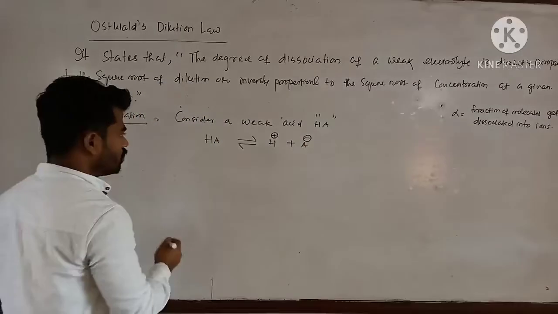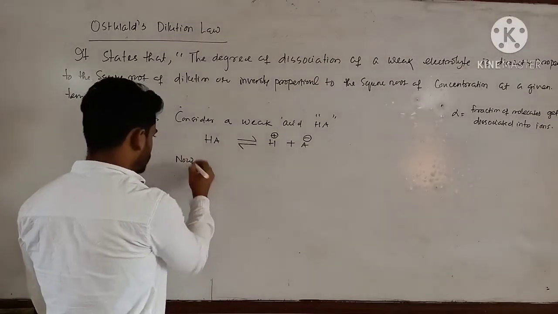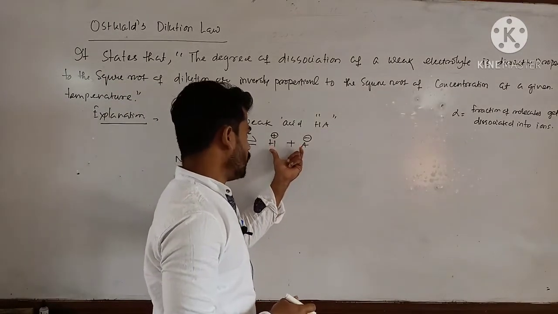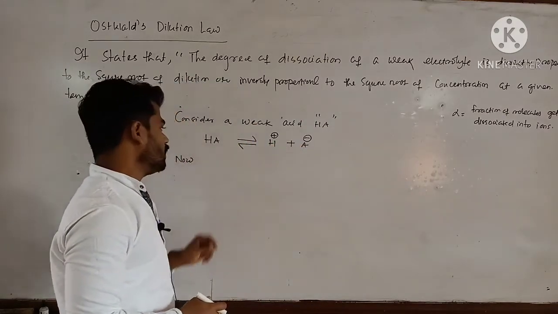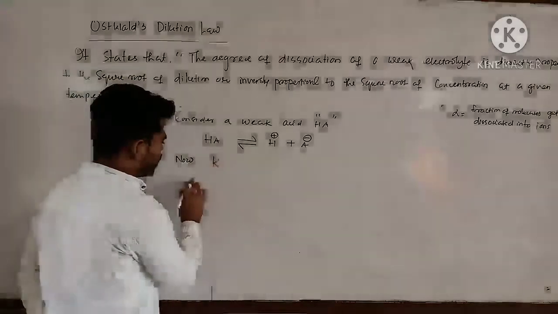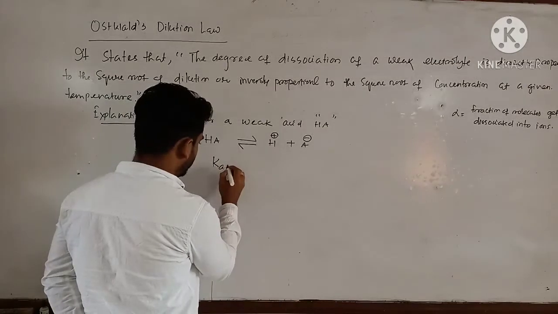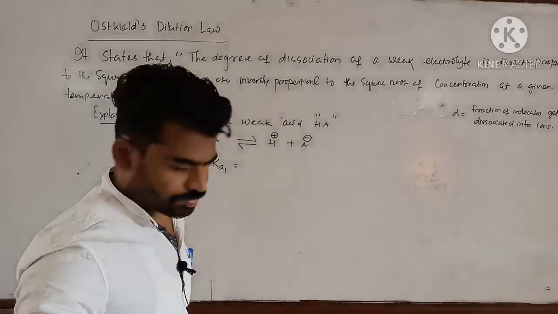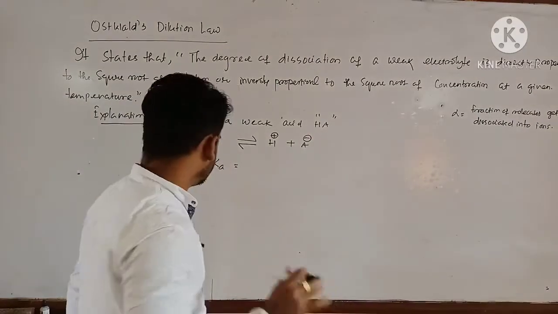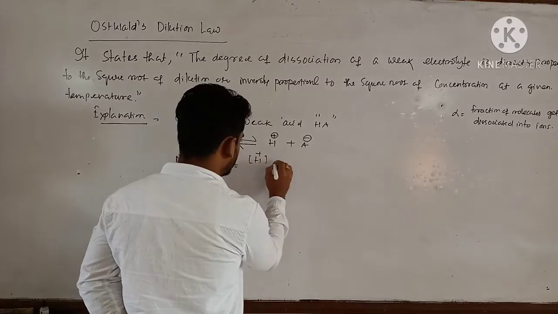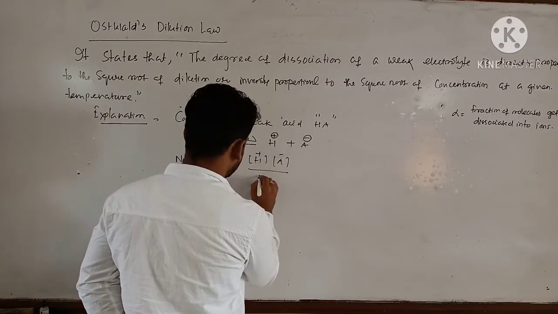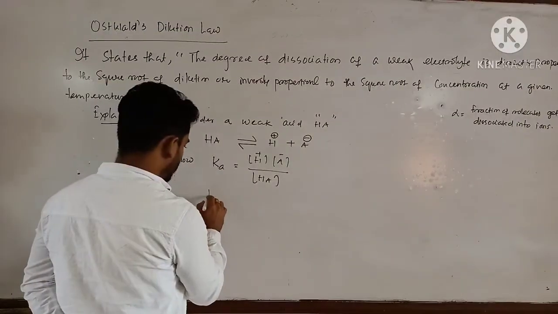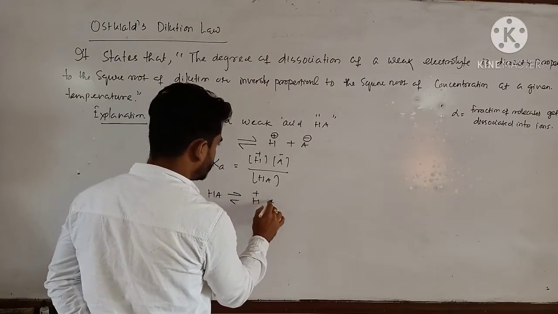Now, the acid dissociation constant, or the equilibrium constant, as I told you in chemical equilibrium, is the concentration of products upon the concentration of reactants. So the acid dissociation constant Ka is equal to the concentration of H plus times the concentration of A minus upon the concentration of HA.